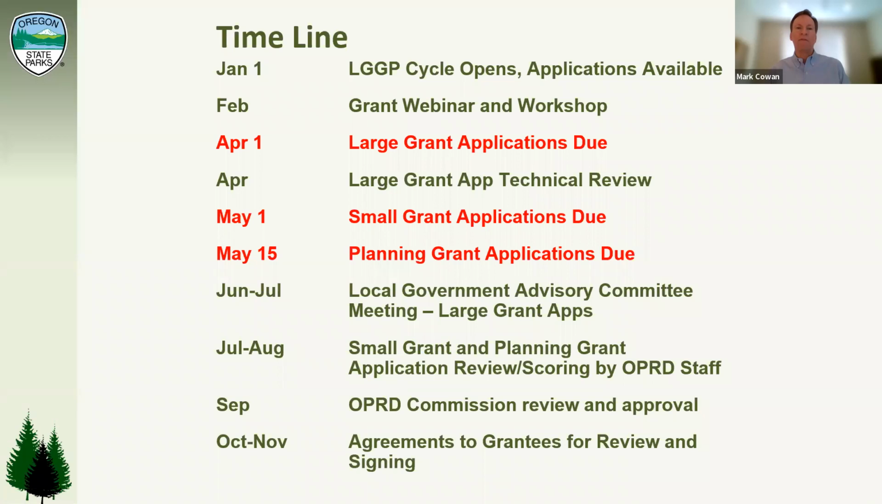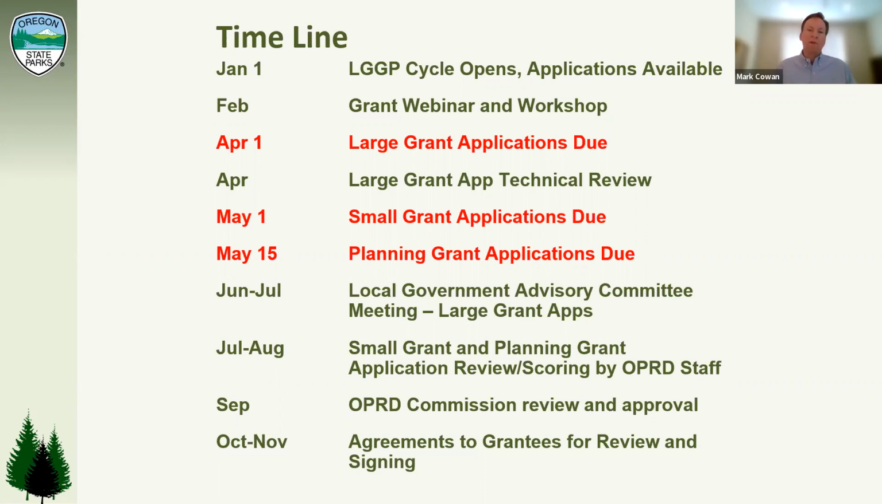Just looking at the time frame, we like to open up the local government grant program in January, as close to January 1st every year as possible. Today we're in our February webinar. Large grant applications are due April 1st. Right after that, they go into technical review, and then small grant applications and planning grant applications are due May 1st and May 15th. We review the large grant applications in mid to late June, early July. And in that similar time frame, we look at the small grant applications as well.